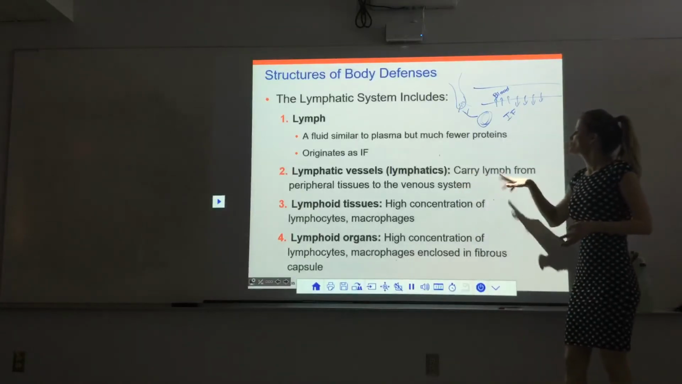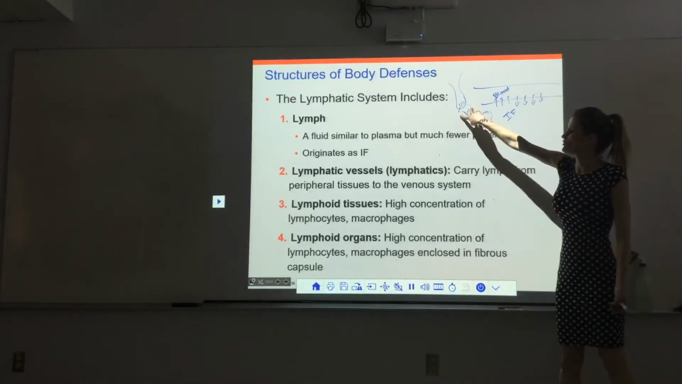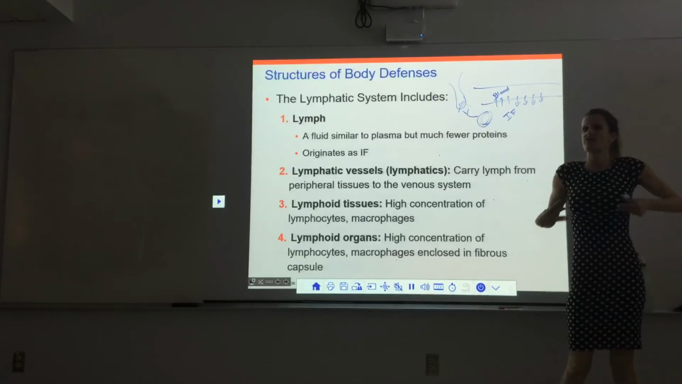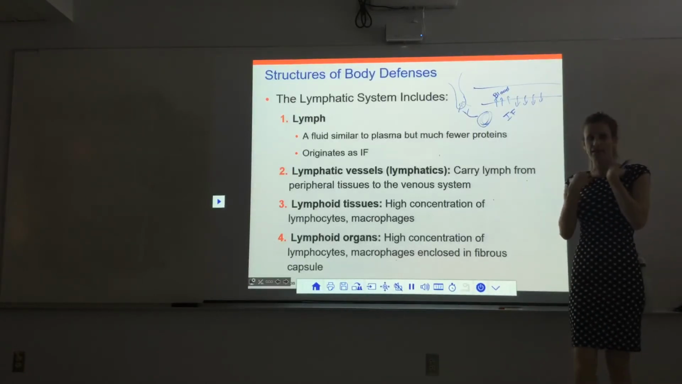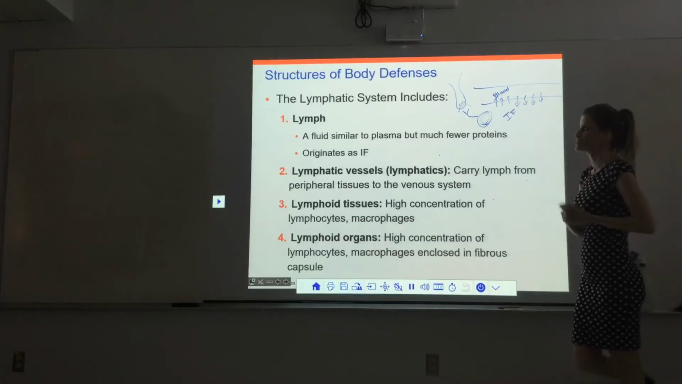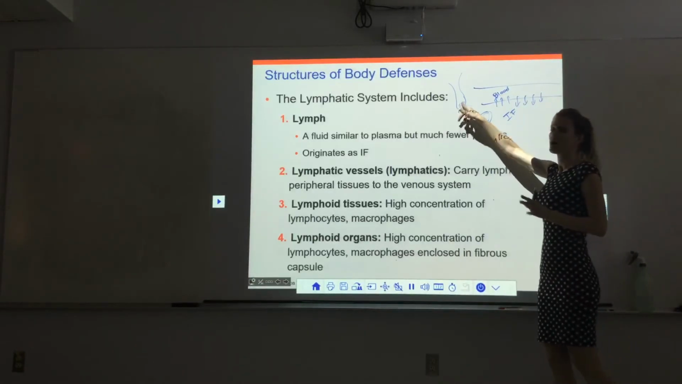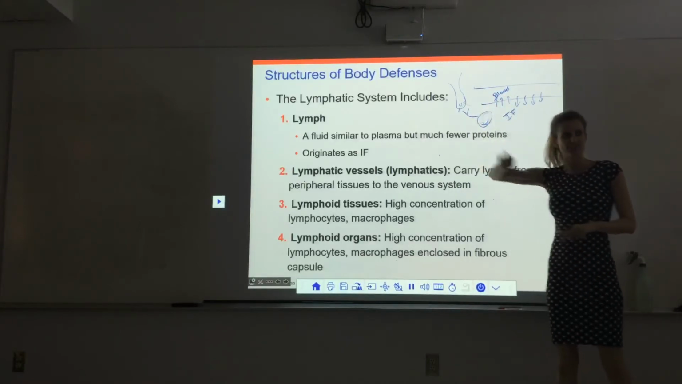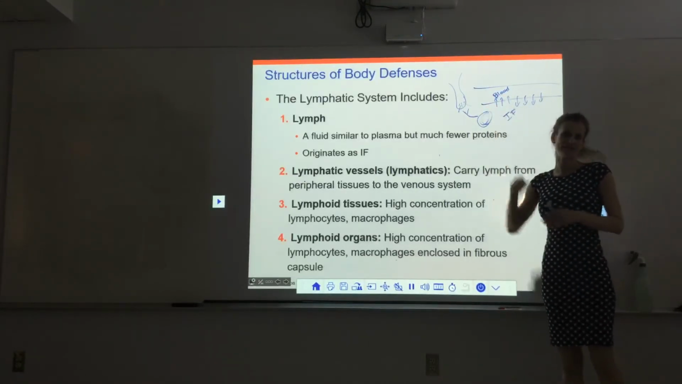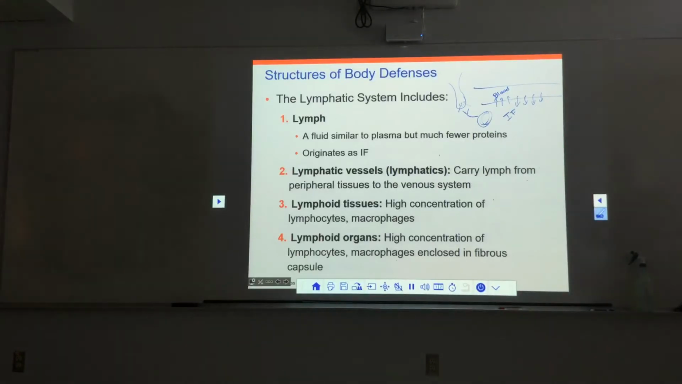We'll see that they actually originate out in the periphery, and then they all start to come together and combine. Remember, they end up here at the subclavian, where we'll see that they dump the lymph back into the bloodstream. So they do originate as pockets, which is kind of unusual. Our circulatory system is not like that. It's a circuit, it's continuous. The lymphatic system is not a continuous circuit.